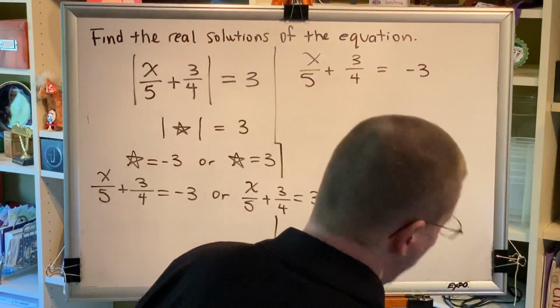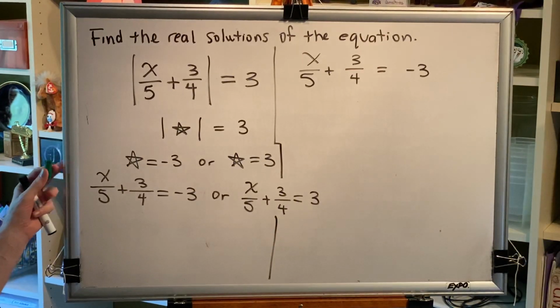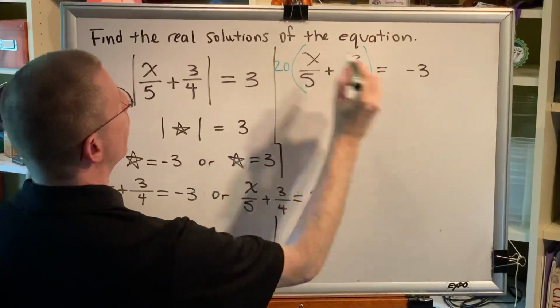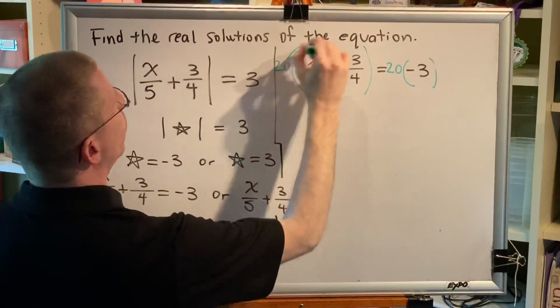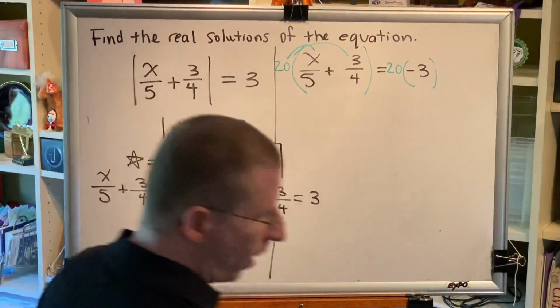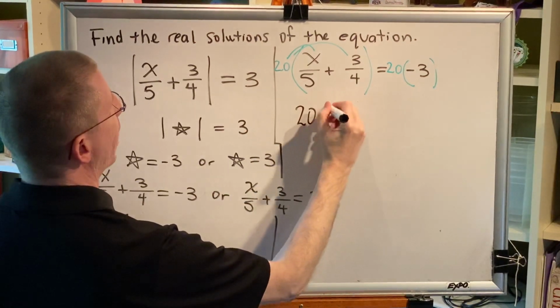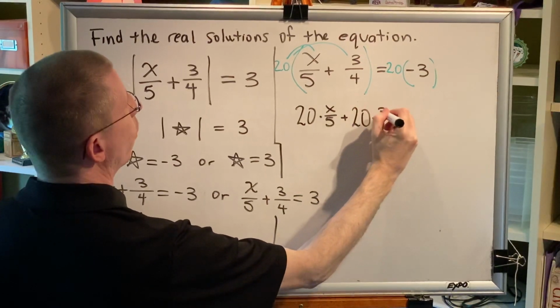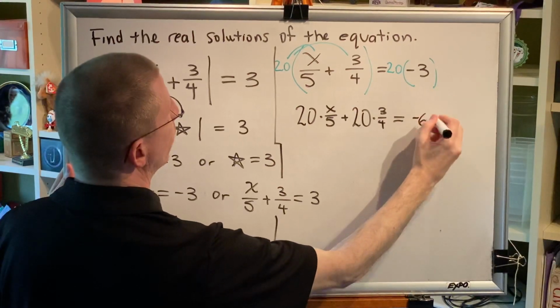This is an equation that contains fractions. So the first step should be to eliminate the fractions by multiplying both sides by the least common denominator. The least common denominator of 4 and 5 is 20. So multiply the entire left side by 20, multiply the entire right side by 20. On the left side, we have to use the distributive property. On the right, we simply multiply. So we'll have 20 times x fifths plus 20 times 3/4 equals 20 times negative 3, which is negative 60.